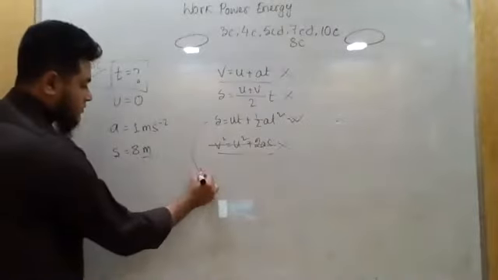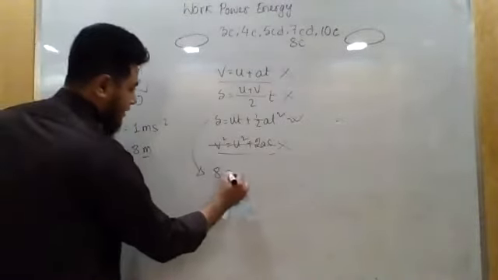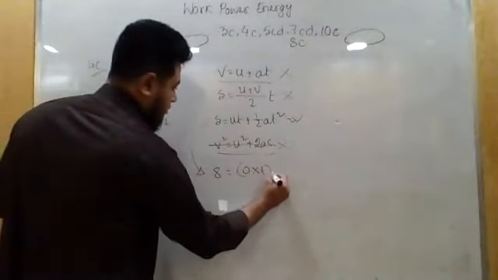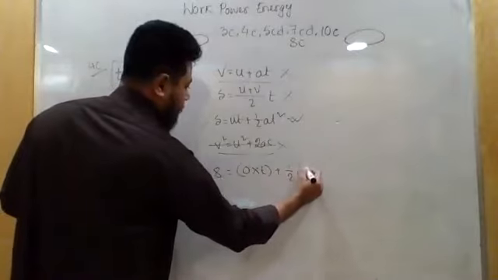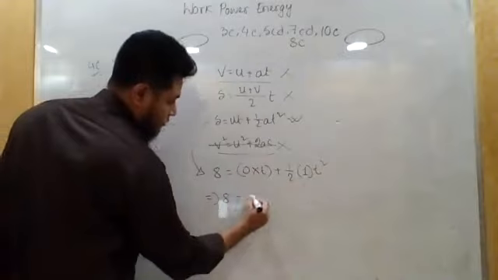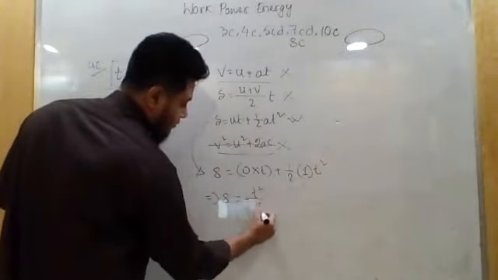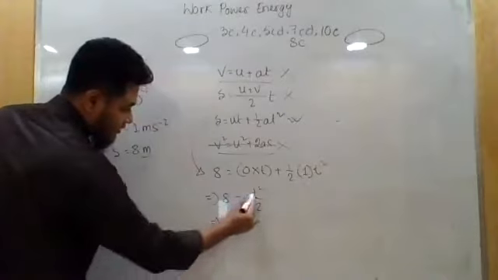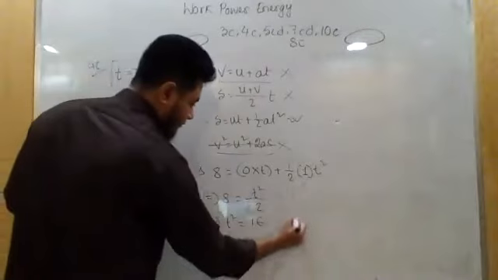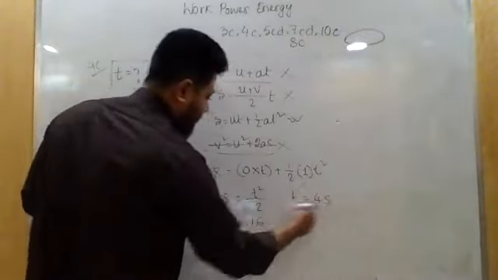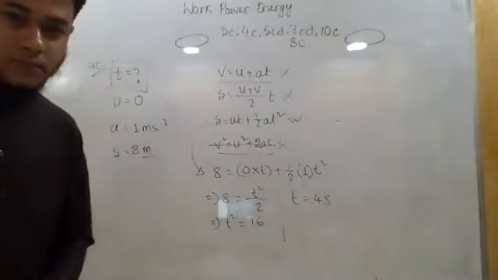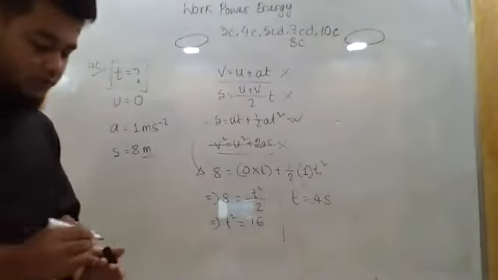So if I use this equation, s is given, that is 8, equal to initial velocity 0, so 0 into t plus half a, which is 1, into t square. So 8 will be equal to t square by 2. If we cross multiply, t square into 1 will become t square, 8 into 2 will become 16. So t will be equal to, if you take the root on both sides, 4 seconds. Is it clear? It is going to be 4 seconds.